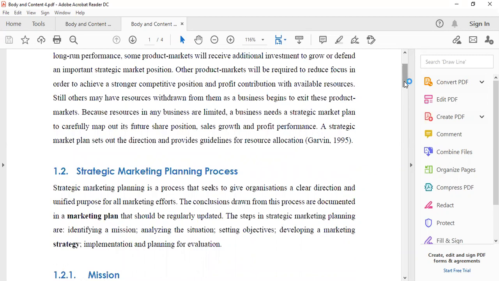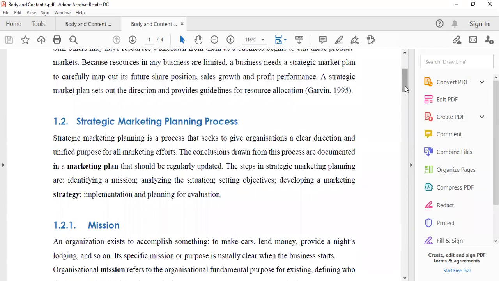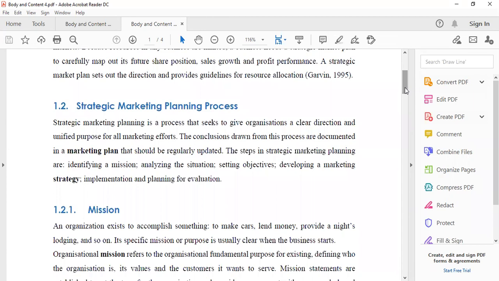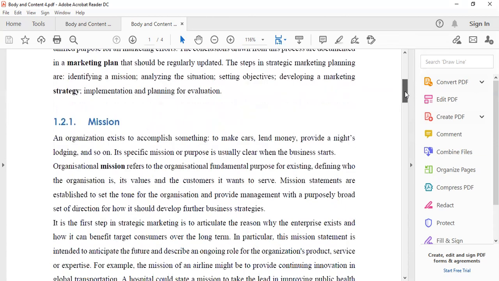So the planning process will help to focus attention on the key things that need to be done, when they need to be done, how they need to be done. And it also helps to check actual results against expected results. We have about 6 steps in the strategic marketing planning process. Number 1 is identifying a mission.